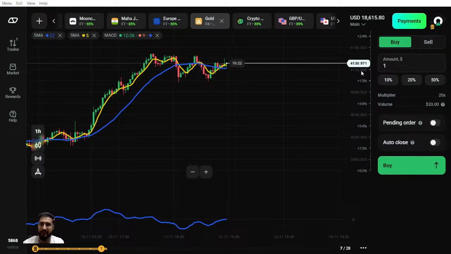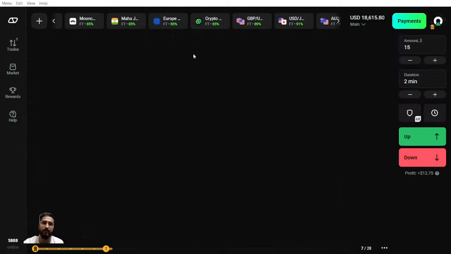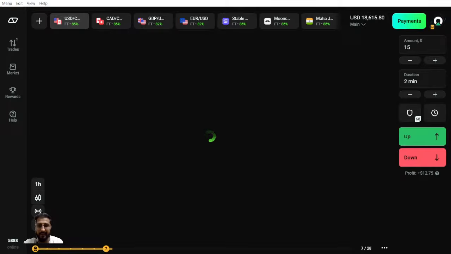And apart from that, of course, you are going to use some multipliers, pending orders, auto close, like stop loss and take profit. These are some other aspects which you can consider before opening any trade.